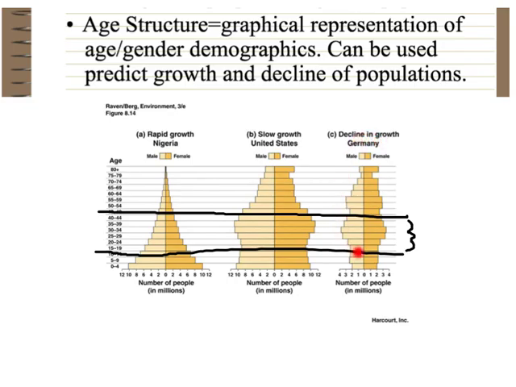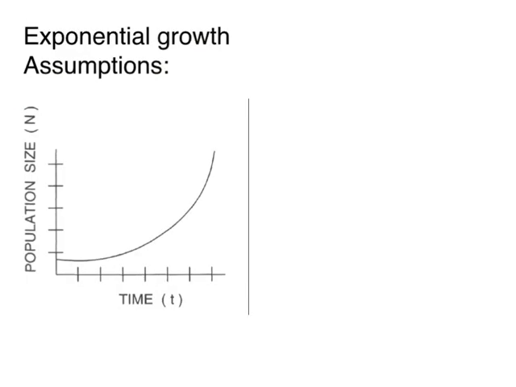The last stereotypical type is a decline in growth. And what you see here is notice how they're not having as many kids. This is below replacement. This is what you see in Germany and also Japan. So these are some stereotypical graphs. All right, we'll come back to age structure again at the very end, but what I want to talk about now is population growth models.